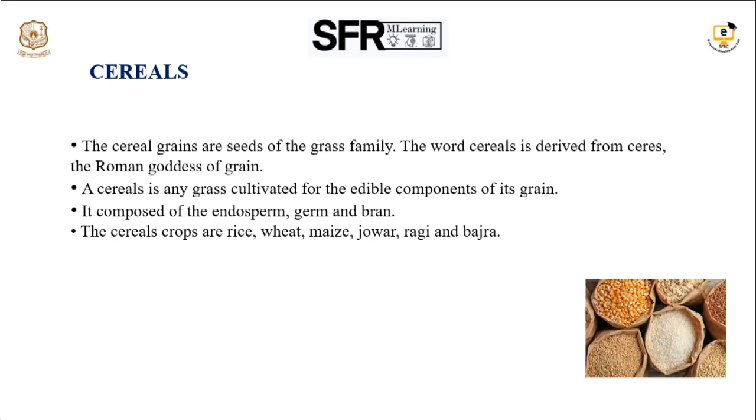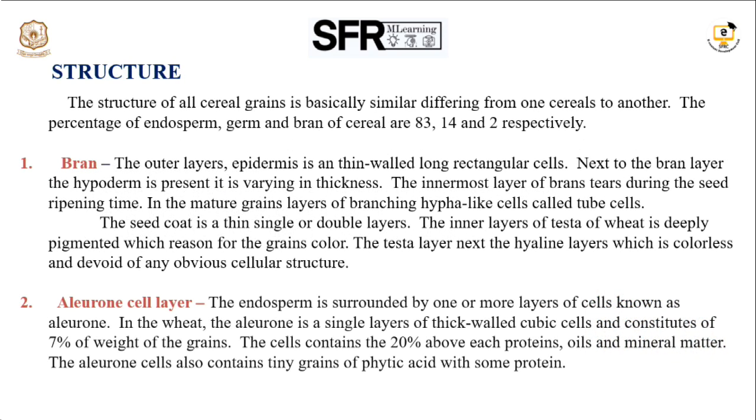And what are the common crops we generally call cereals? Wheat, rice, jowar, ragi, and bajra. Next we are going to see about the structure. What is the structure of cereals? We already said the cereals are rice, bajra, wheat, and so on. There are some structural differences in each cereal, based on the endosperm, germ, and bran. Generally, the endosperm is 83% along with its covering part, the germ is 14%, and the bran is 2% respectively. The first one is bran.